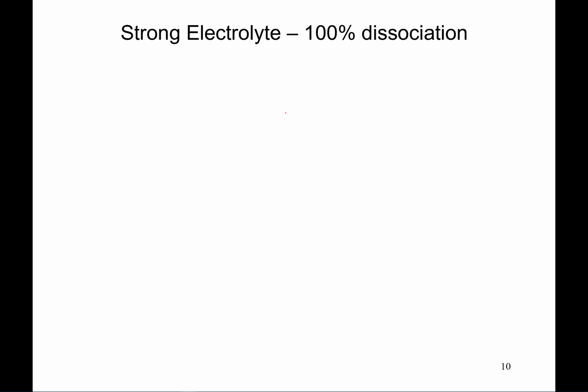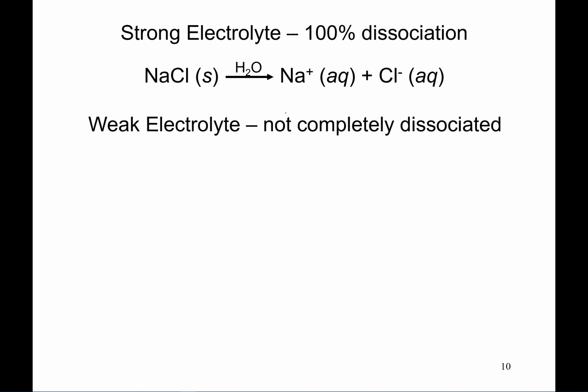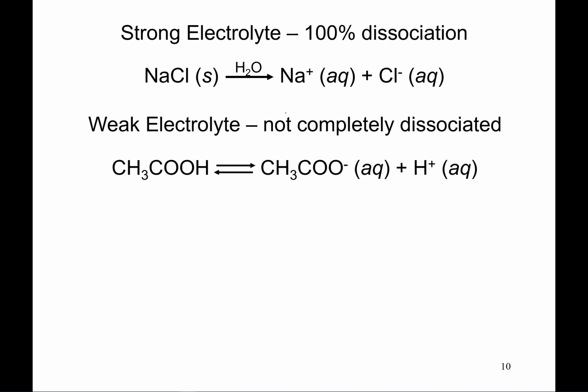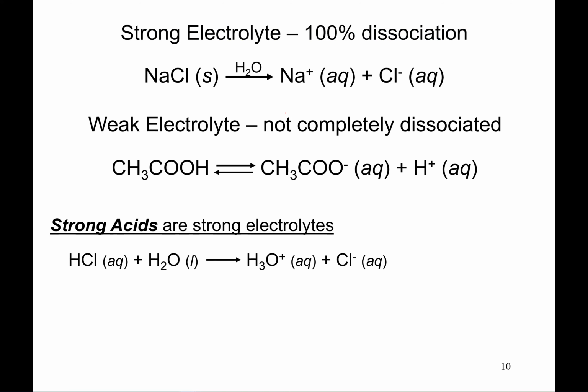Now, strong electrolytes, this is what this week's lab is about, have 100% dissociation. Sodium chloride dissociates in water to form sodium ion plus chloride. A weak electrolyte is not completely dissociated, and you have a combination of both species there.